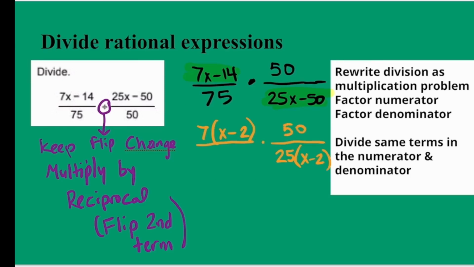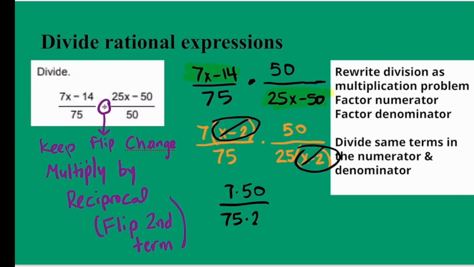The fractions 50 and 75 are still there, and now we're going to be able to start simplifying. There's an x minus 2 in the numerator and an x minus 2 in the denominator. I can cancel those out. They're going to go away. So we can write the answer we have right now. It's 7 times 50 in the numerator, and then 75 times 25 in the denominator.